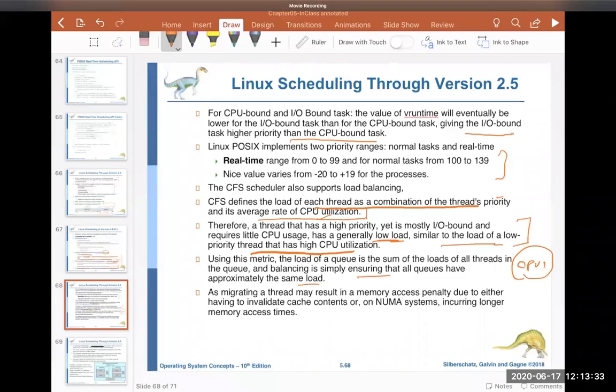If that protocol finds that CPU1 is overloaded, then there are two approaches. One is push migration and the other is pull migration. In push migration, CPU1 pushes some of its tasks to another processor. In pull migration, some other free CPU asks for and takes some tasks from the CPU1 queue. This is how load balancing happens using the CFS scheduler.